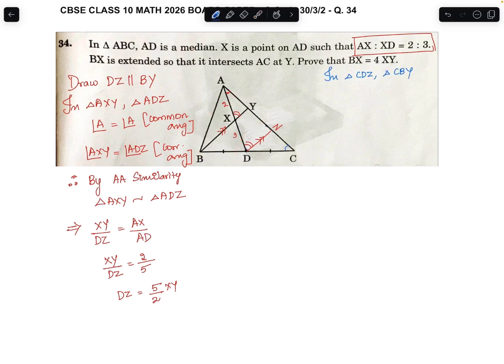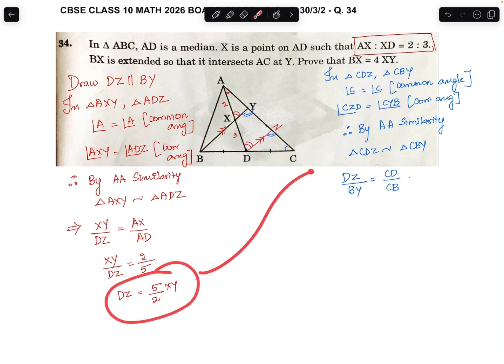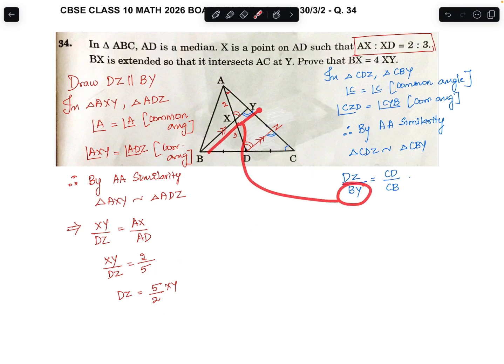Angle C is common in both the triangles and angle CZD is equal to angle CYB because those two are corresponding angles. Therefore, by AA similarity, triangle CDZ is similar to triangle CBY, which implies that the ratio of their corresponding sides are proportional. That is, DZ upon BY is equal to CD upon BC. Let's substitute this value for DZ here, and BY can be written as the sum of BX and XY.